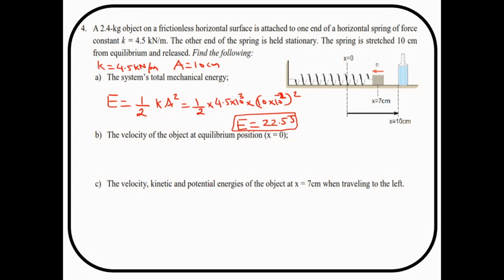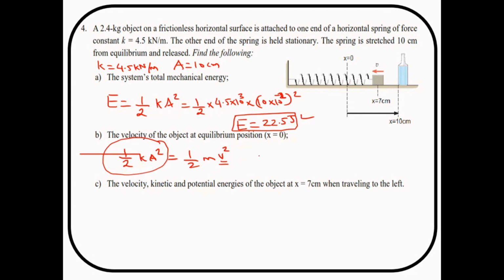What is given in the second part? The velocity of the object at equilibrium position, x is equal to 0. So for the position x is equal to 0, we are going to find the value of the maximum speed. For that, I have to use the mechanical energy rule, which is half k a square, which is equal to half m v square. For the left hand side, I'm going to use the value of 22.5, and by that we can easily find the value of the maximum speed or maximum velocity, right?